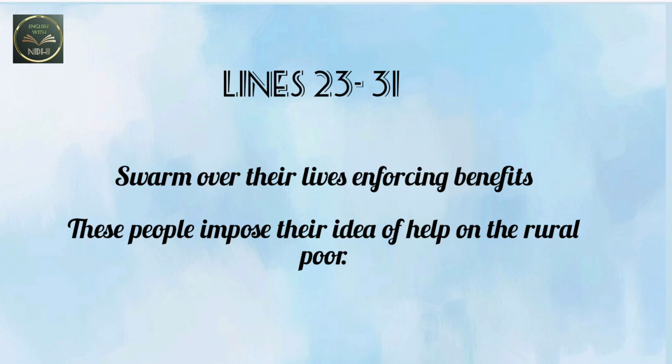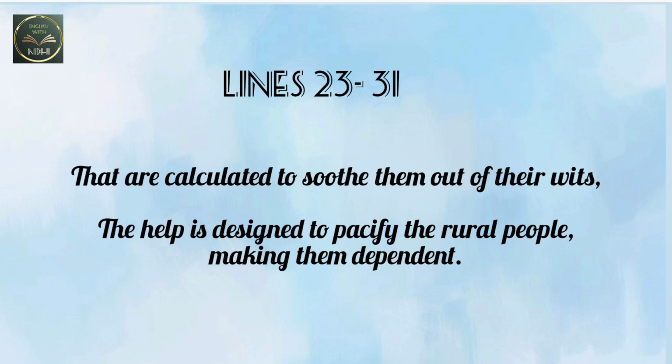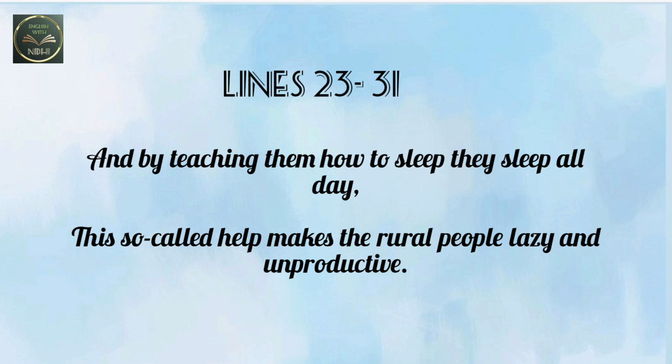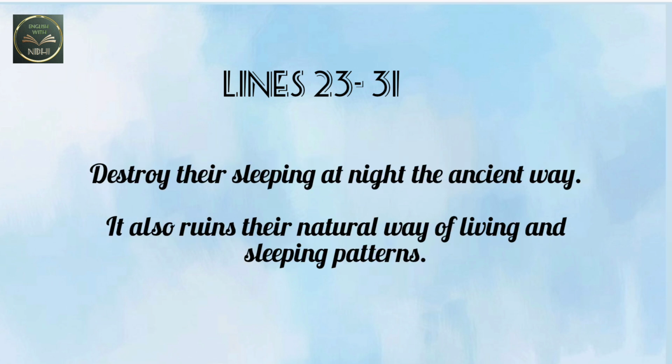Line 28. Swarm over their life enforcing benefits. That is, these people impose their idea of help on the rural people. Line 29. They are calculated to soothe them out of their wits. That is, the help is designed to pacify the rural people, making them dependent. Line 30. And by teaching them how to sleep, they sleep all day. Here, the poet says that the so-called help will make the rural people lazy and unproductive. Line 31. Destroy their sleeping at night the ancient way. That is, it also ruins their natural way of living and sleeping patterns.